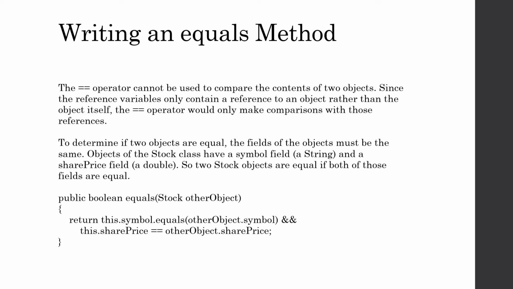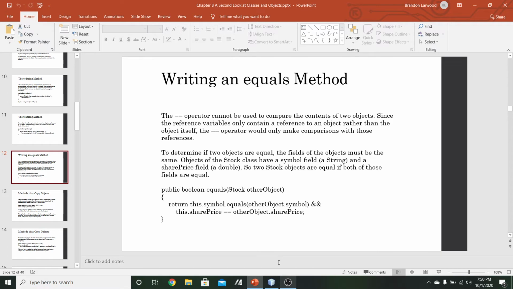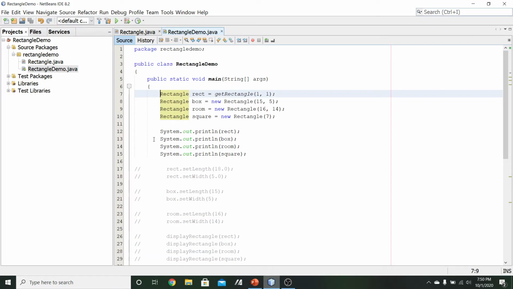So we can go ahead and do something similar with our rectangle class. In this particular case, because both the length and width are doubles, it'll look a little bit simpler than what we have right here. But let's go take a look in that rectangle demo and put that together. So inside of rectangle demo, we've got a couple of different objects. We've got things like rect, box, room, and square. And we want to be able to compare these to each other to see if maybe the contents of two of these things are equivalent. So we need to go ahead and implement that equals method.